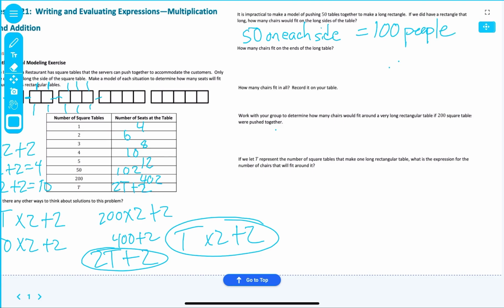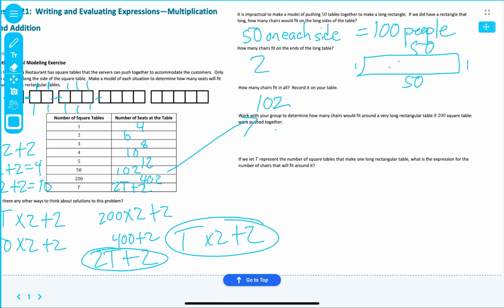Okay. How many chairs fit on each end of the long table? Well, there's only two ends of the long table because it's one long rectangle, right? So 50 here, 50 here, and then just 1 and 1. So there would only be 2 at the ends of the table, 1 on each side. So how many chairs fit in all? Well, 100 plus 2 is 102. And we've already come up with that right here.